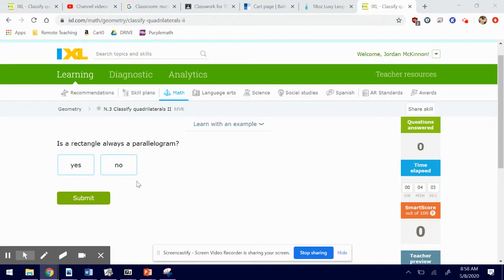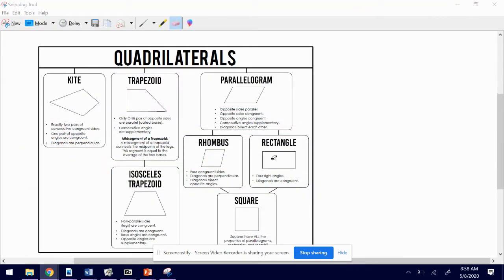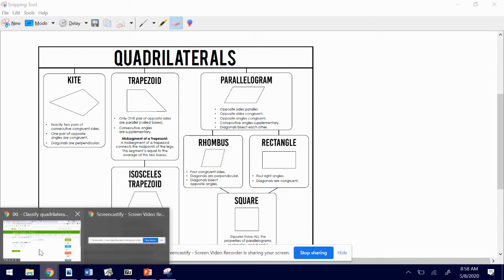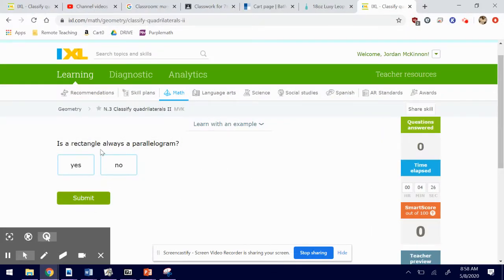So, this first one says, is a rectangle always a parallelogram? Now, if we go look at that graphic organizer that we're supposed to be looking at, a rectangle is underneath parallelogram, right? So that means that anytime that we say that something's a rectangle, it's also called a parallelogram. So when we go back and we answer this question, is a rectangle always a parallelogram? We're going to say yes, because it was underneath parallelogram on that graphic organizer.